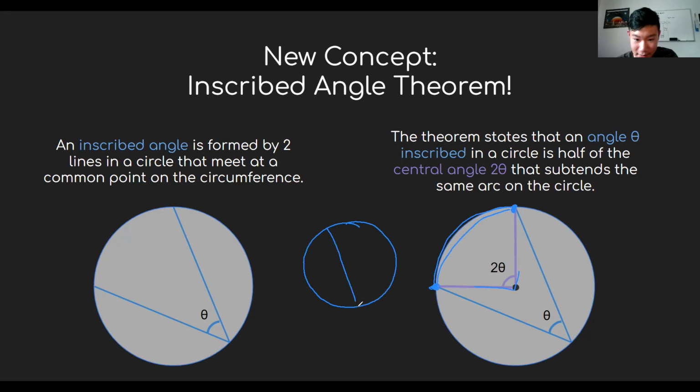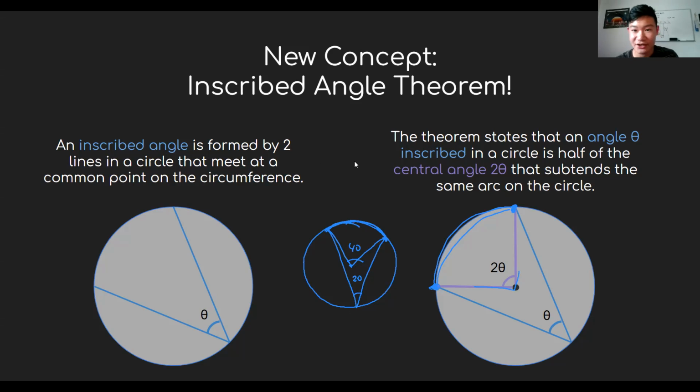For example, if I have this inscribed angle here, and I have this central angle here, and I call this inscribed angle, for example, let's just say 20. According to this theorem, since they create the same arc on the end here, we know that this central angle is just 2 times 20, which is 40. So by knowing that this inscribed angle is something, we can immediately find what the central angle is, okay?